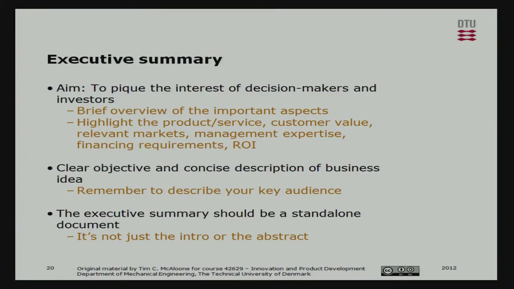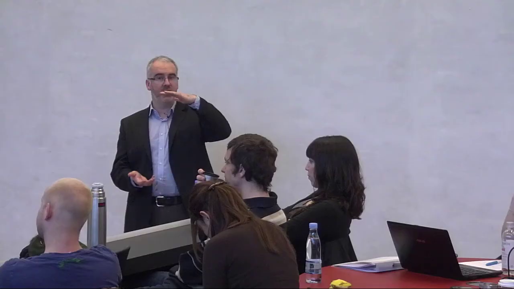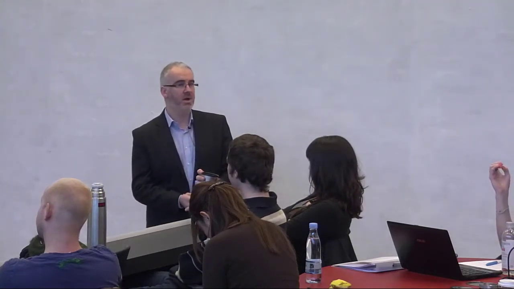Executive summary. The idea with an executive summary in the business plan is to pique the interest of the decision makers and to get people on board with your business. It should give a brief overview of the important aspects of the business, and it should highlight the product and service, the customer value, as we've just talked about, the relevant markets, we'll look at that after the break, the management expertise that exists and the management expertise that is required, financial requirements, and return on investment. That's quite a lot of things to get into a one or two page part of the document, but all extremely important, and you need to cover them all in the executive summary.